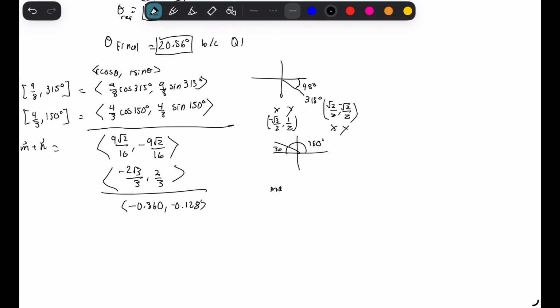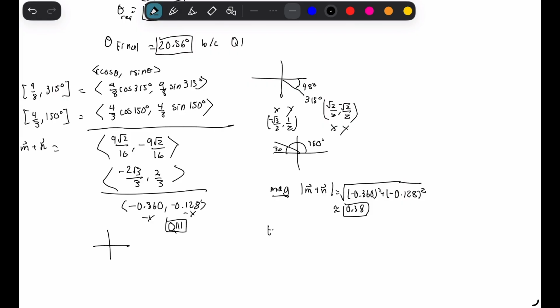Now let's find the magnitude. This is in Q3, negative x, negative y. So we'll approximately get 0.38 for magnitude.